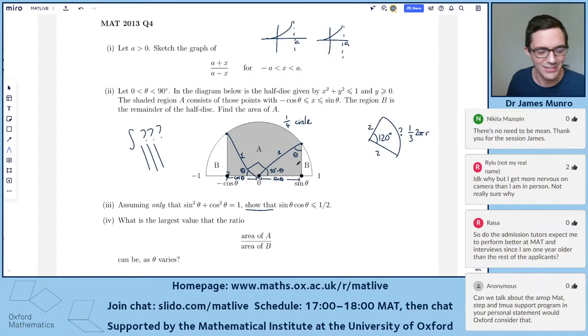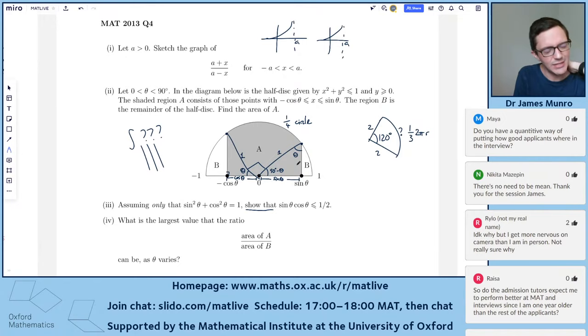Do we have a quantitative way of measuring how good people were in the interview? Yeah, we give people scores. We give them numbers. It's a very mathematician thing to do, isn't it? To take this really human experience, you know, we did some maths, you had some ideas, we wrote things down, we communicated, and then I assign you a number, which is very mathematician of me. But yeah, we give numbers so that we can quickly compare. But we also write some comments and we remember the experience as well.